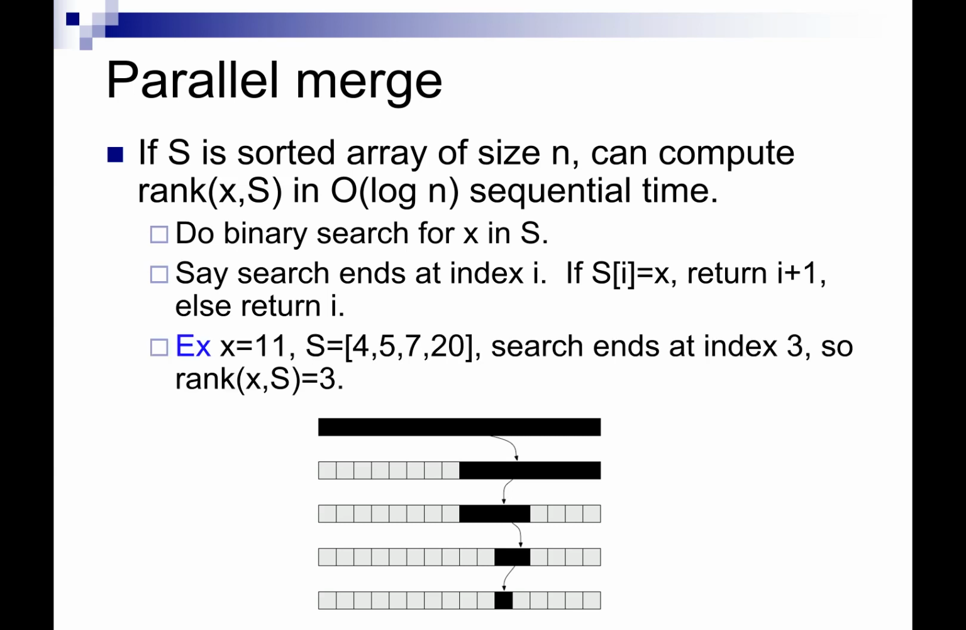So this is an example of this. If you search for the rank of 11, if you do a binary search for 11 in this list, you're going to end up at this position over here. So it's going to end at index 3, and the rank of x is actually equal to 3.